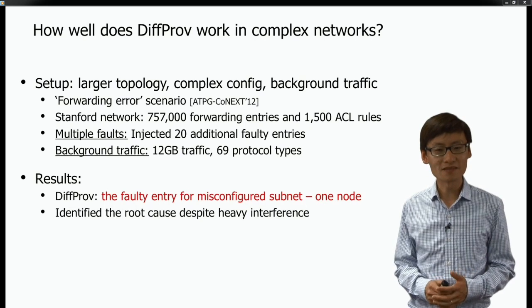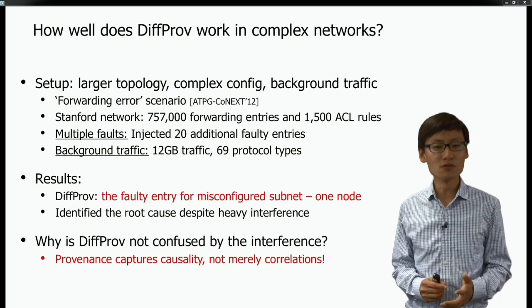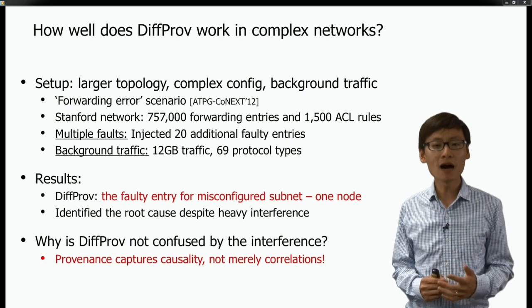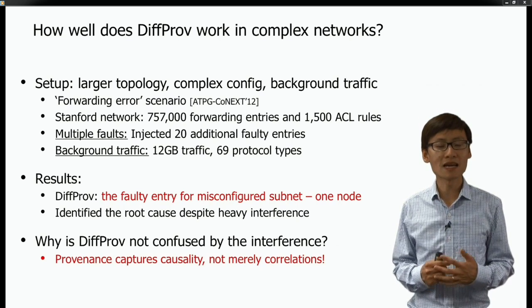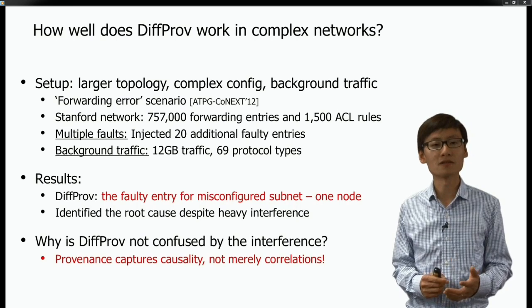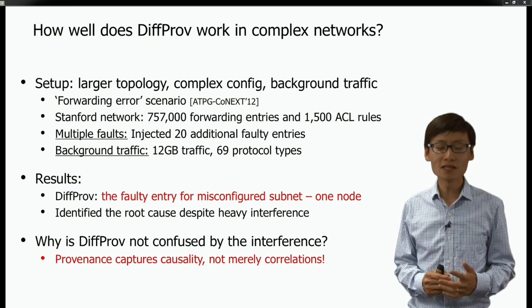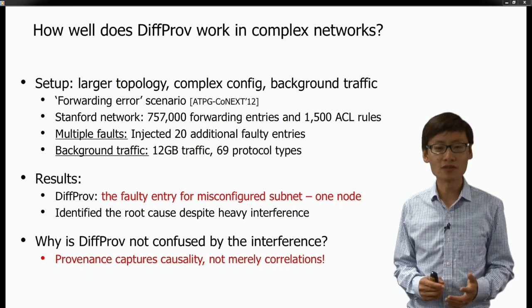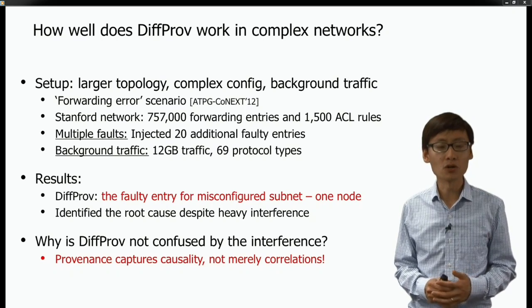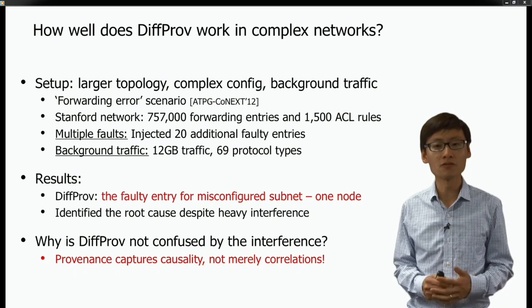This might look surprising, but in fact, diffprof can do this because it leverages provenance, which captures causality, not just correlations. In other words, it doesn't simply return any difference that it can find in the network, but only the differences that are causally related.